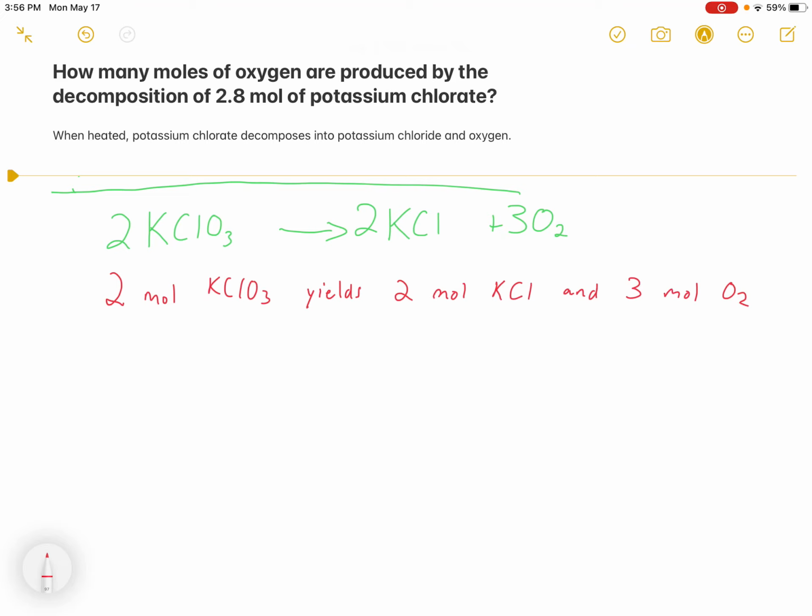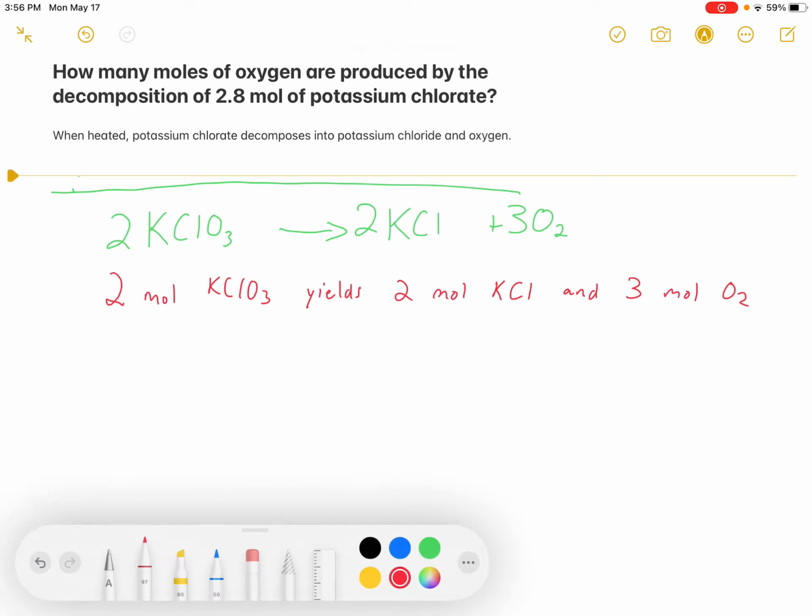So for every 2 moles of potassium chlorate that you put into this reaction, the output is going to be 2 moles of potassium chloride and 3 moles of oxygen. And our question asks us how many moles of oxygen are produced by the decomposition of 2.8 moles of potassium chlorate. So the first thing we can do, we could look at this and then by inspection, we would know that there is a 2 to 3 ratio of potassium chlorate to oxygen, which would mean for every 2 moles of potassium chlorate, you get 3 moles of oxygen.